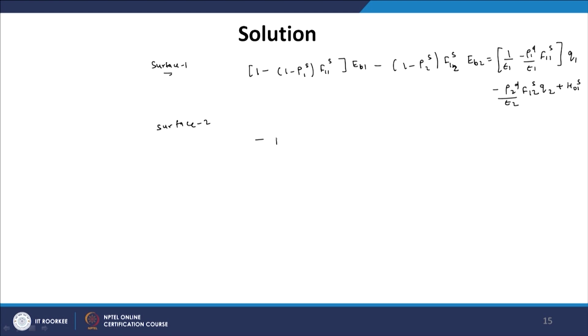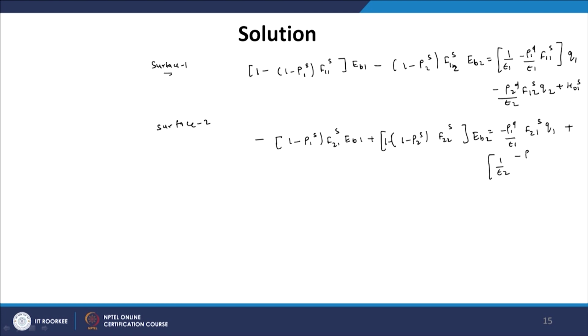So, minus 1 minus rho 1 s F21 s EB1 plus 1 minus rho 2 specular F22 specular EB2 is equal to minus rho 1 diffuse upon epsilon 1 F21 specular Q1 plus 1 upon epsilon 2 minus rho 2 diffuse upon epsilon 2 F22 specular Q2 and plus H naught 2 specular. So, we have just written the energy balance equation for the two surfaces.